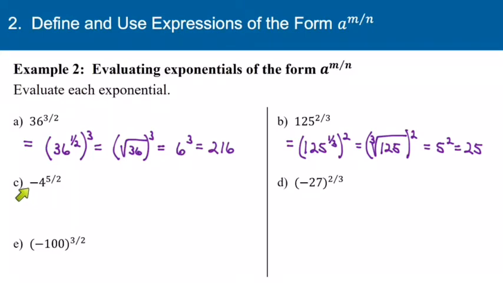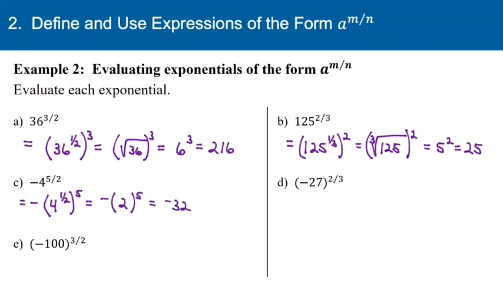Here in part C, notice that this base is not in parentheses, so that means the negative is not part of the base, and therefore the negative will go outside the parentheses when we split this exponent up. So we'll have negative 4 to the 1/2 power raised to the 5th power. Now we know that this 1/2 power represents the square root, so the square root of 4 is 2. So we'll have negative 2 to the 5th power, and the 5th power of 2 is 32. But notice I'm not including the negative in what's being raised to the 5th power, so the negative is just going to sit there, and 2 to the 5th is 32. So we end up with negative 32.